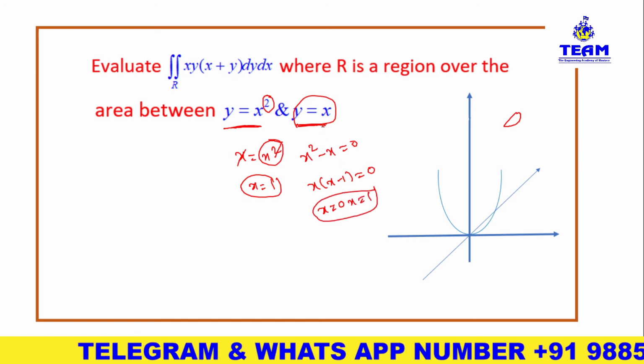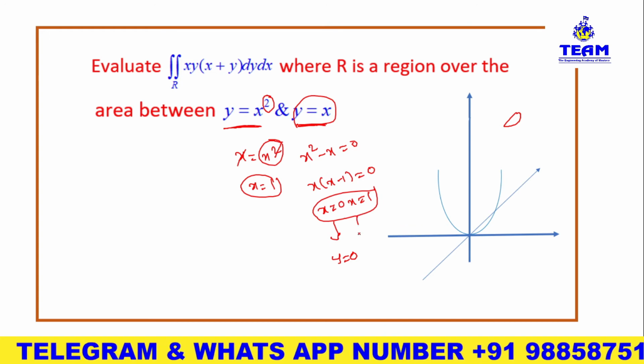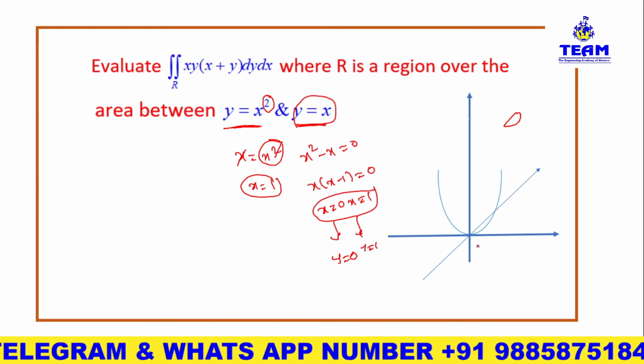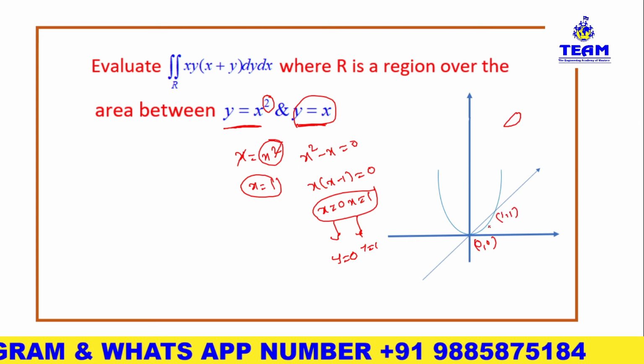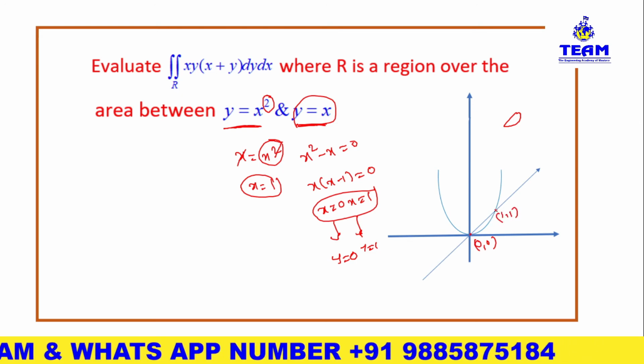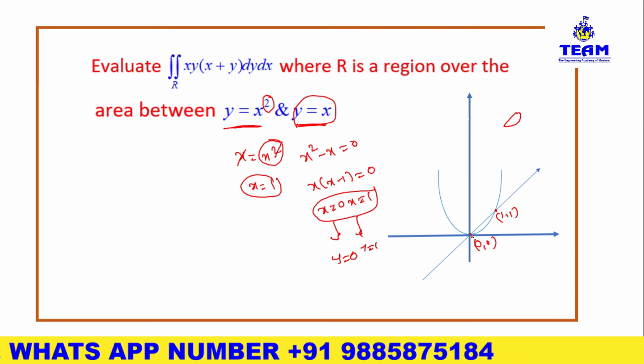Put x is equal to 0 in this equation. Then what are you getting? y is equal to 0. Put x is 1, then you are getting y is equal to 1. So the limit points are what? Intersecting points (0, 0) and (1, 1). So these two intersecting point values I know. Now you have to find out the x limit and y limit.